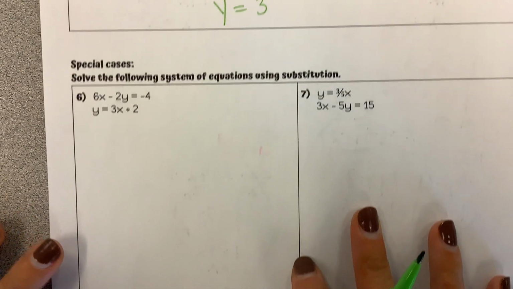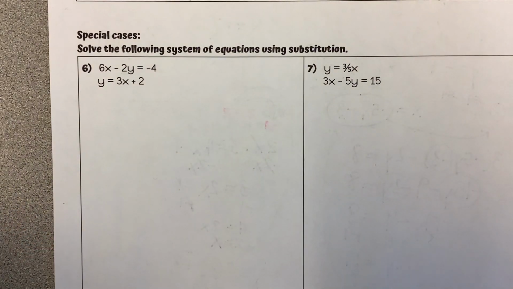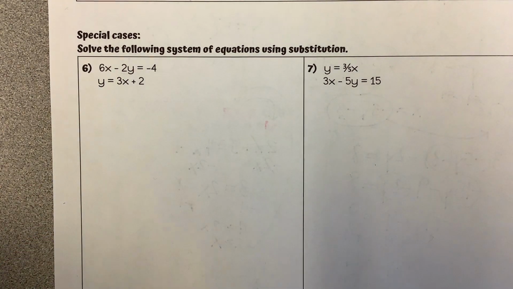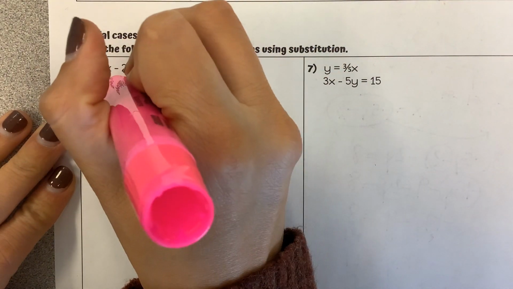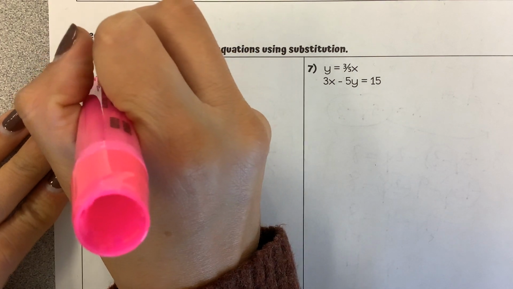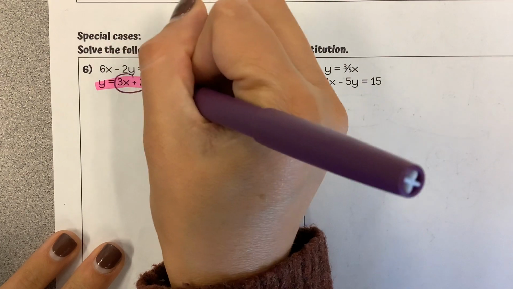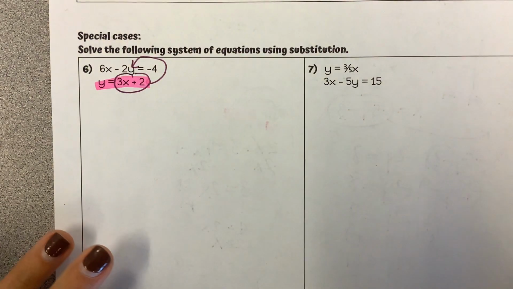All right, last thing that we're going to look at is special case scenarios. So sometimes we don't get just one solution. We talked about that with graphing, right? You could have one solution, you could have no solution, you could have all solutions. So that's what we're going to look at here. So when I solve this, we have y equals 3x plus 2. So here is where we have just y equals. I'm going to plug in this value for y in the first equation.